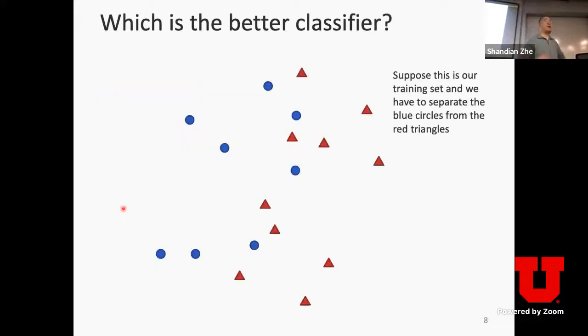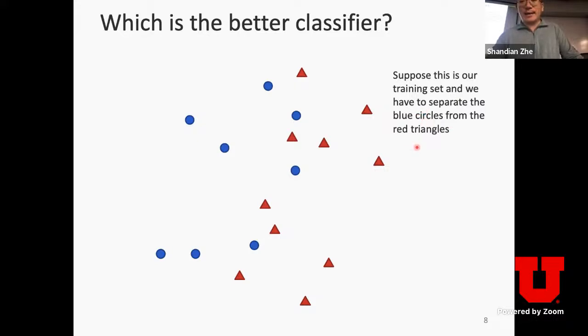So we start with some kind of specific example, right? Here is a collection of labeled instances on a plane. Obviously we have two labels, positive and negative. You can view those red triangles as positive instances and blue circles as negative samples. Suppose this is our training set, and we have to separate the blue circles from the red triangles.